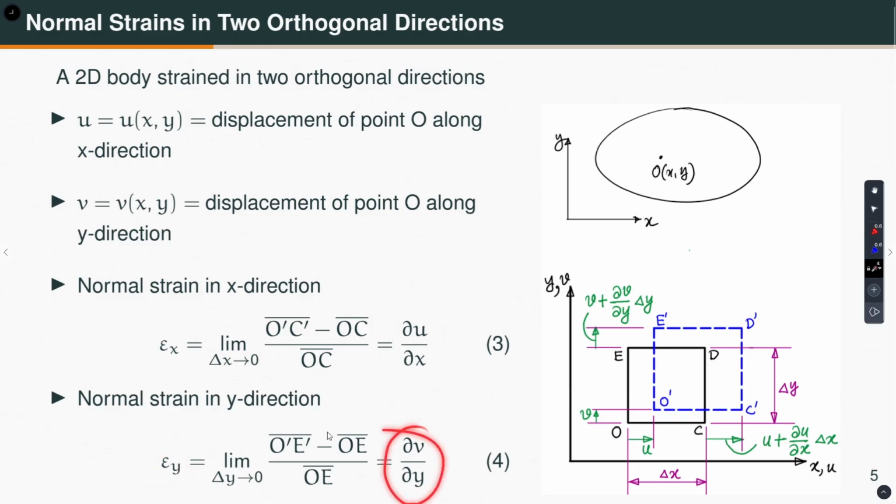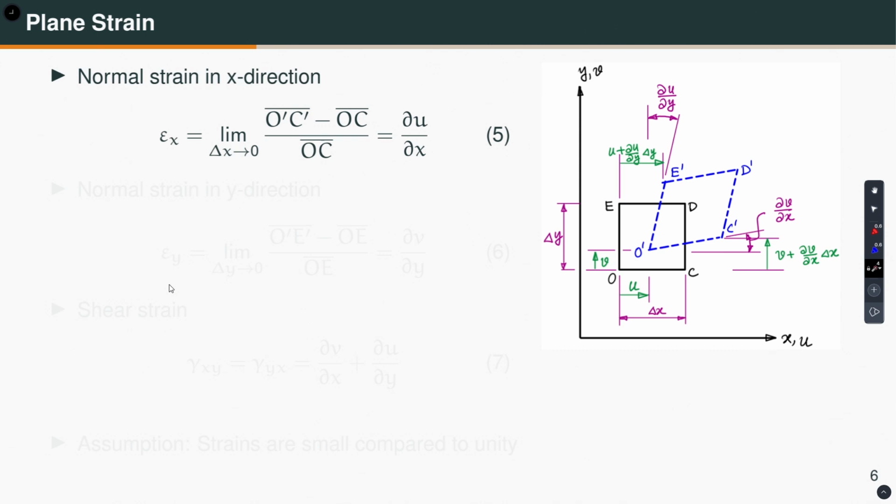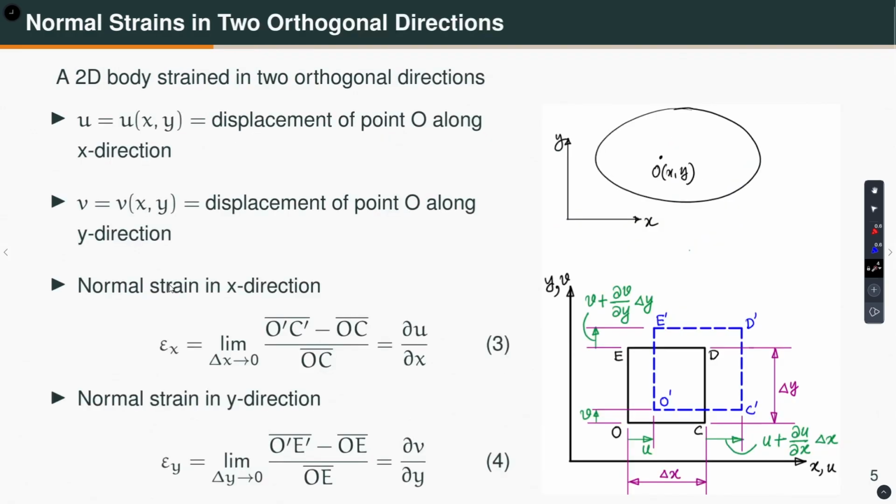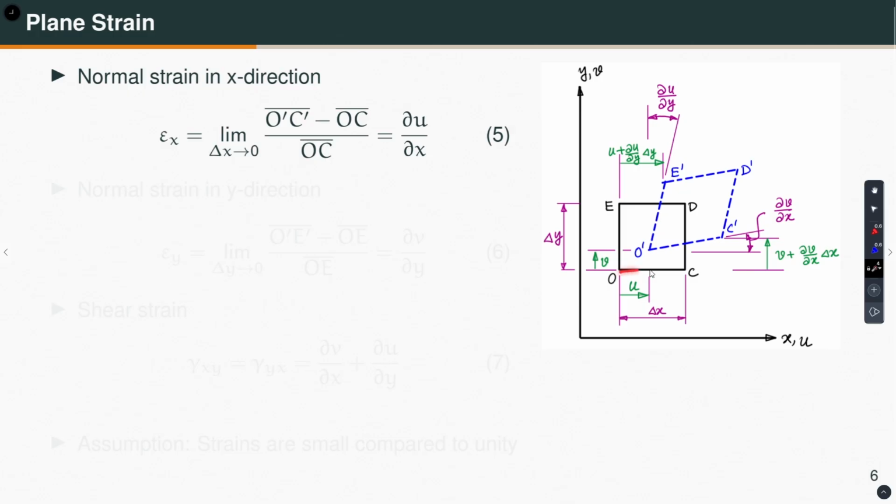Now, let us consider a body under plane strain. At the same point O, I have considered these two line segments OC and OE as before, which are infinitesimally small. Now, these line segments can stretch, elongate and also rotate. That means the angle which was 90 degrees between them can change, which is now a different angle. So, O has gone to O prime, C has gone to C prime.